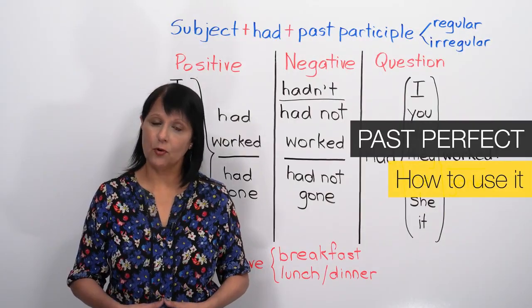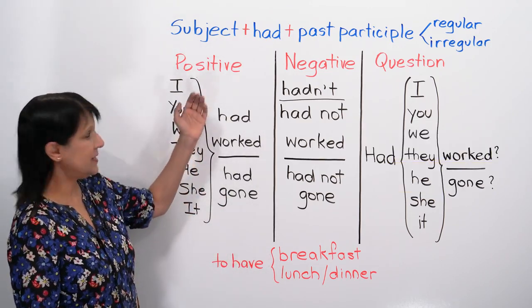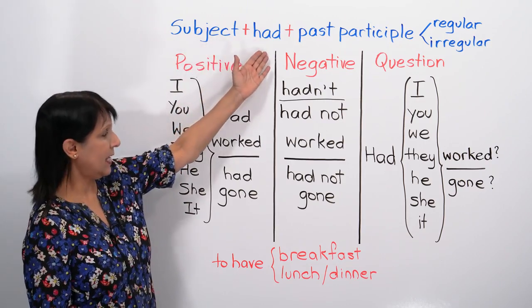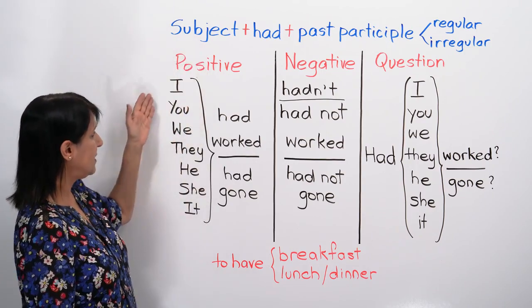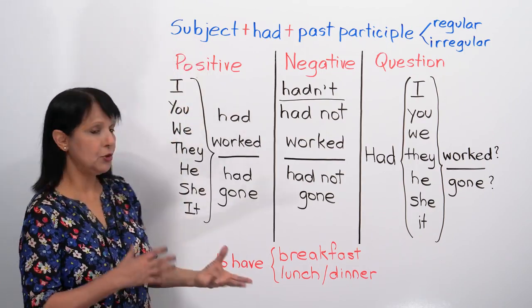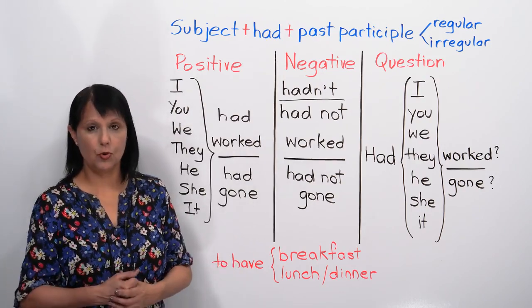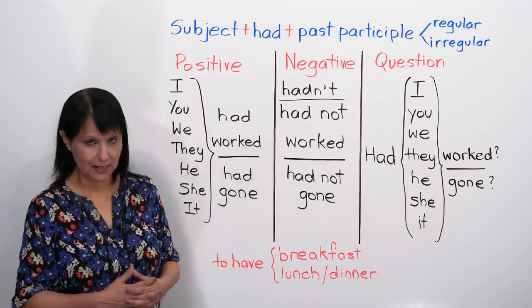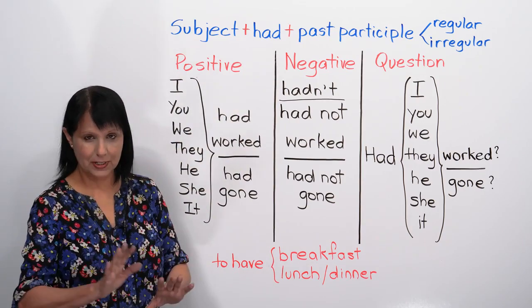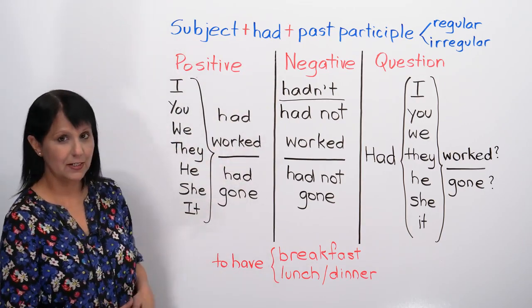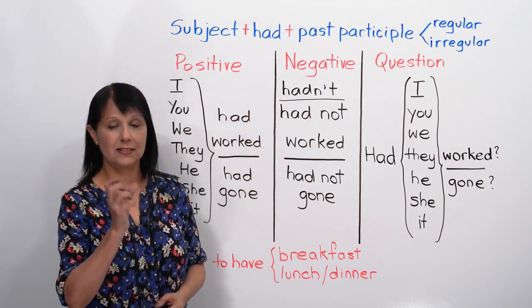Now let's look at how we form the past perfect tense. So, the basic structure is this: subject plus had plus past participle. What does that mean? Subject means one of these words like I, you, we, they, he, she, it, or anything else like Mr. Jones or the school or something like that. Then you have the helping verb had, only had. That's the form you use for everything, all the subjects. And then you have to add the verb in the past participle.